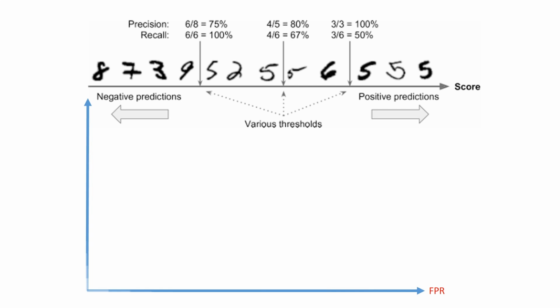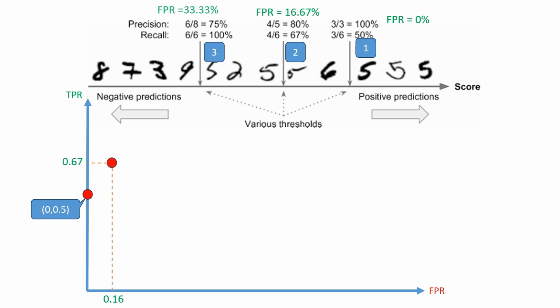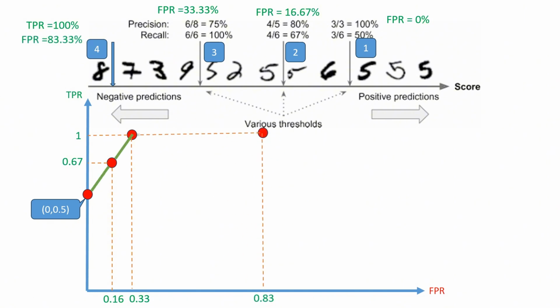Let's dive in. In the ROC curve, the x-axis represents the false positive rate, and the y-axis represents the true positive rate. In our example, for the first threshold, we have FPR equals 0 and TPR equals 0.5. This corresponds to this point on the graph. At the second threshold, FPR equals 0.16 and TPR equals 0.67, which corresponds to this point. We repeat this process for all other threshold values. Finally, by connecting these points, we obtain the ROC curve.